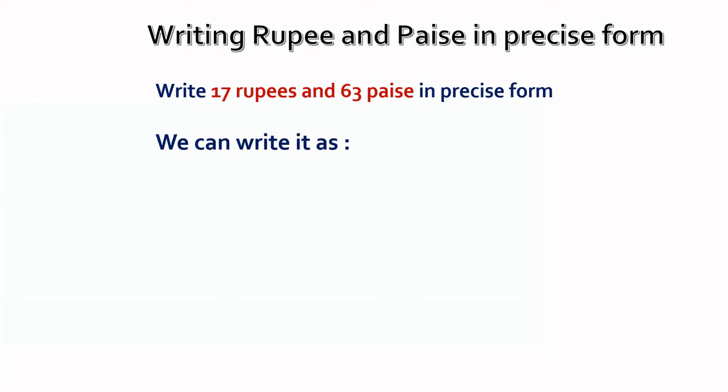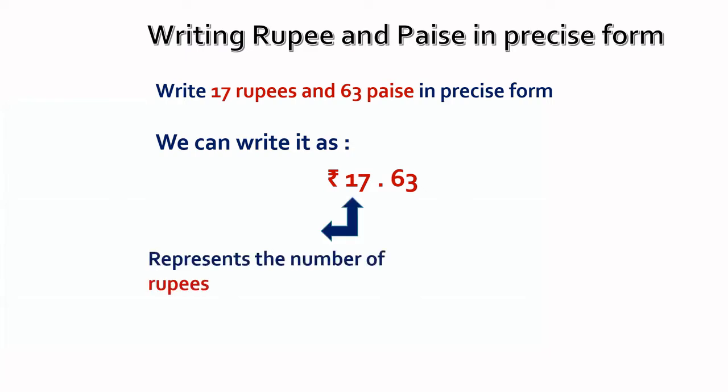We can write it as 17.63. The number before the dot represents the number of rupees. So here before the dot is 17. So 17 is rupees over here. Whereas 63 is after the dot. That represents the number of paise. So here it is 17 rupees and 63 paise.